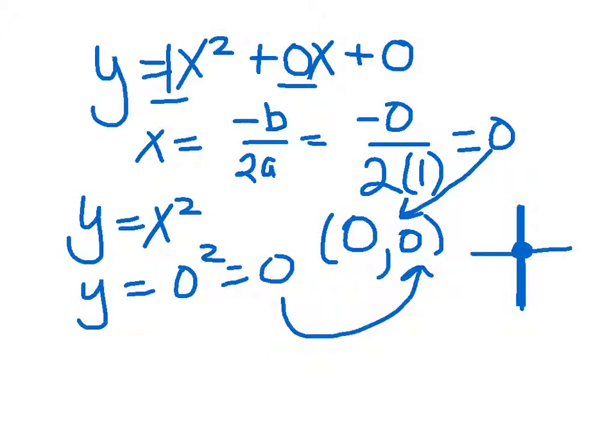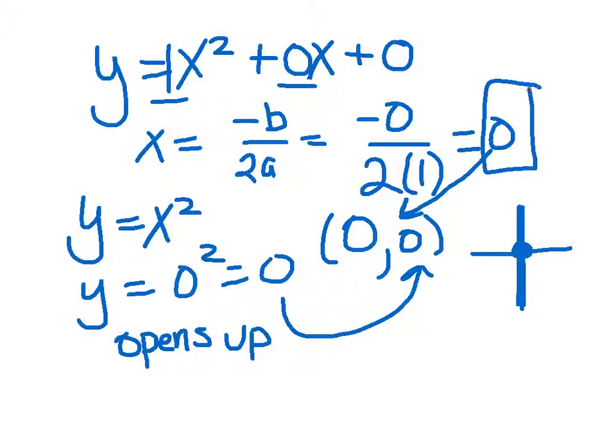Now our coefficient for the x squared is positive, so we know this opens up. And the line of symmetry is the y-axis, so this is also our line of symmetry, x equals 0. The y-intercept, where does this cross the y-axis? Well, it crosses at c, which is 0.